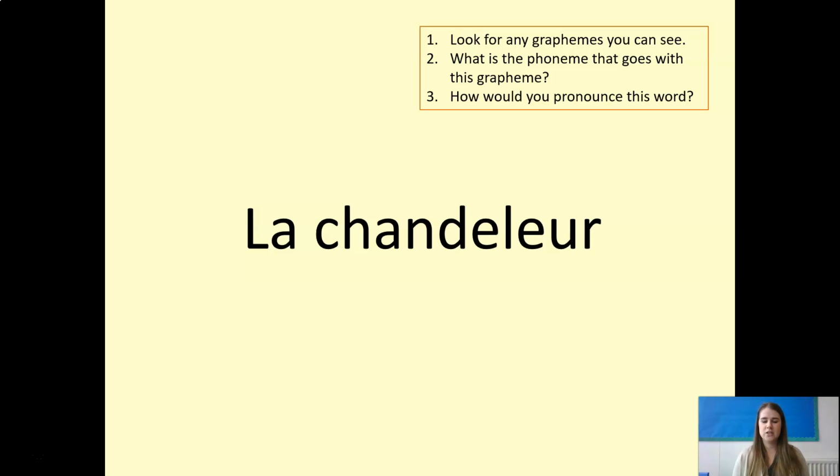So we're going to look at this word today, and I'm going to read it to you. I'm not going to say anything about it. What I want you to do is look for any graphemes that you can see. So we practice all of the sounds, the individual letters and the letters together. I want you to think about what the phoneme is that goes with each of your graphemes. How could we pronounce this word? Do we know if this word is masculine? Do we know if it's feminine? Do we know if it's plural? And have a think, have you ever heard this word before? And what do you think this word is?